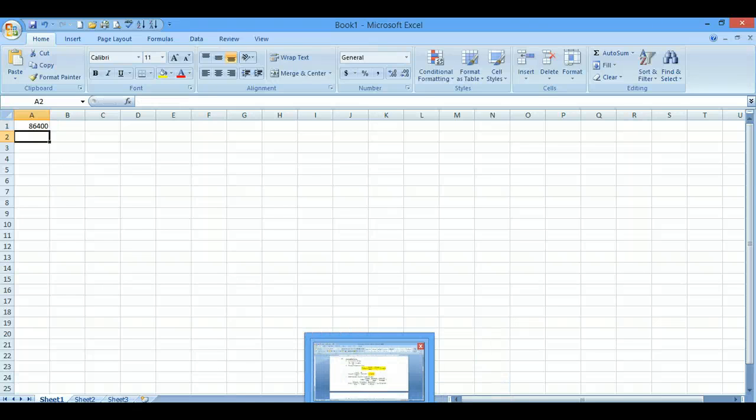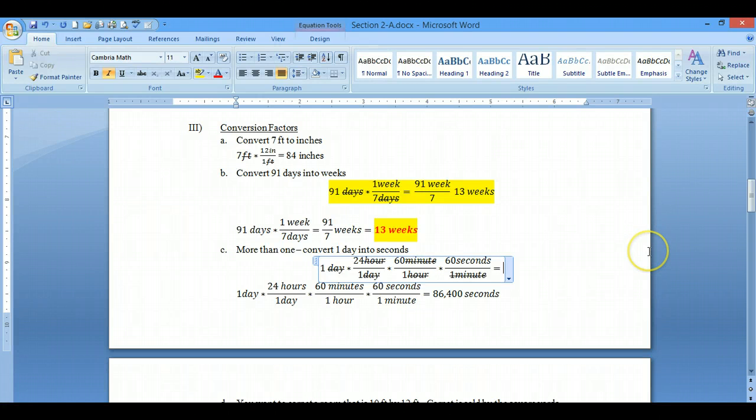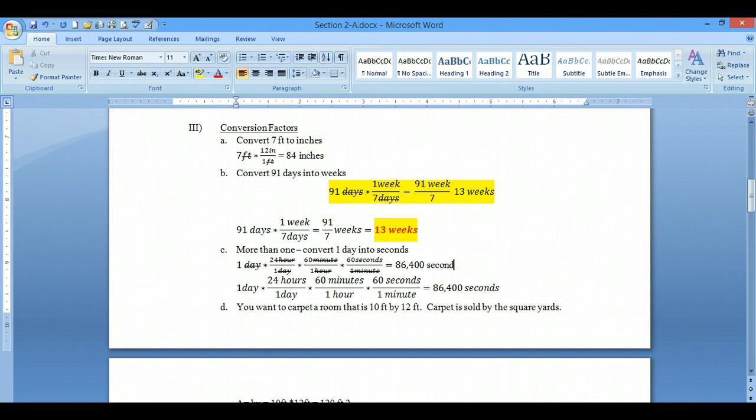86,400. And I can copy and paste or just type it in, 86,400. There we go. Now this is seconds. And highlight your answer in some way so I can find it easily when I'm grading your homework. Okay, let's go to the next one.